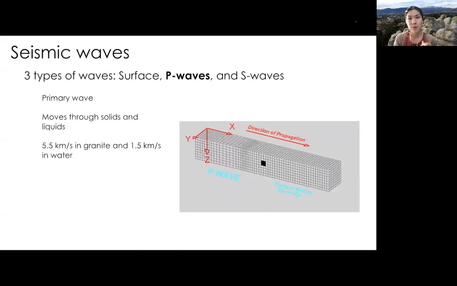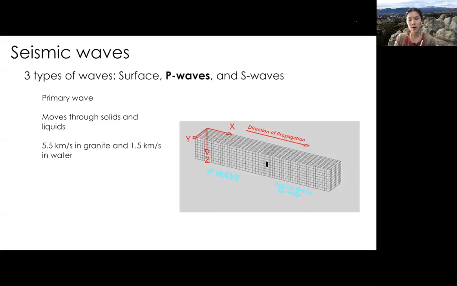Moving to the next type of waves are P waves. These are called primary waves, abbreviated as P waves. These can move through both solids and liquids, so they can move through water as well as through the hard rock at speeds of about 5.5 kilometers per second in granite and 1.5 kilometers per second in water. That's really fast. And the way they move is in this push motion.